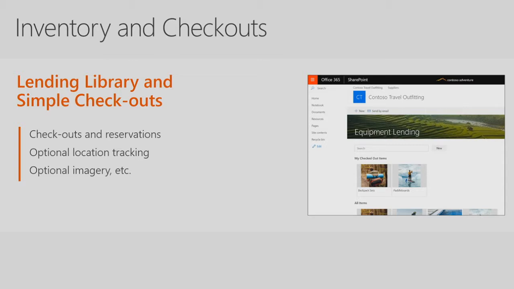And so the way that this works is that you basically have two lists here. One is a set of inventory items, the set of things that you're actually tracking, and then there's a separate list in SharePoint for actually implementing the set of checkouts, the set of reservations that people have made. So let's take a quick look at the user experience for this.